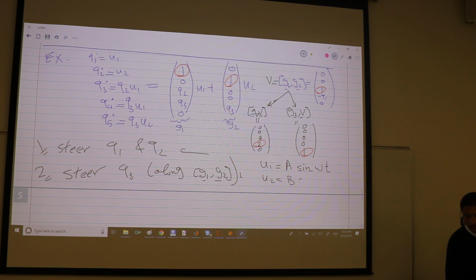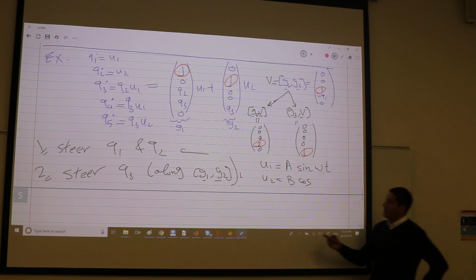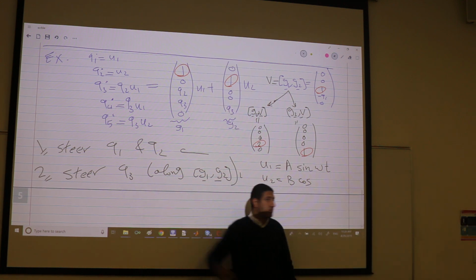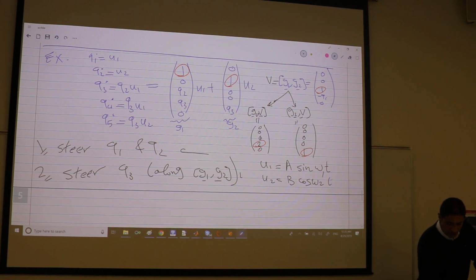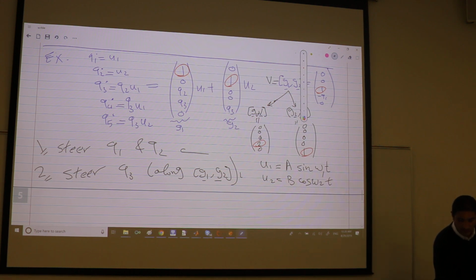So this is B cosine what? The point is, this guy will oscillate, and this is omega 1 and omega 2, so here is omega 1 t and omega 2 t. This guy will oscillate at what frequencies? Omega 1 plus omega 2. Yeah, omega 1 plus or minus omega 2.